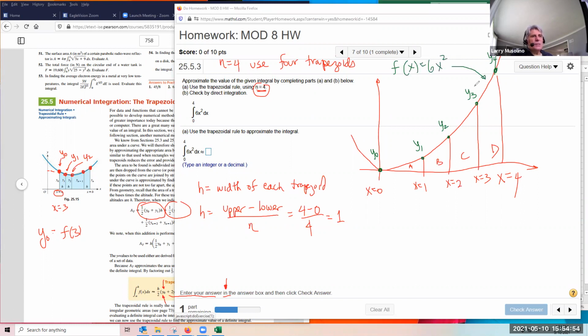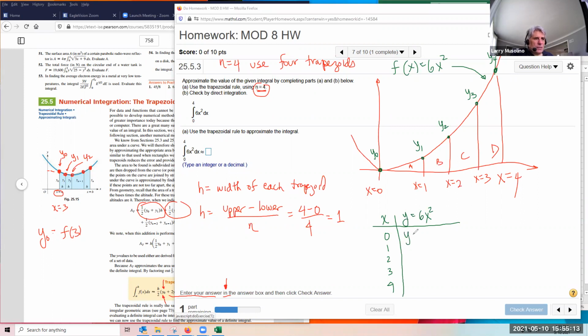Right, this curve is 6x squared. So let me figure out these y values. Let me write down the x values here: 0, 1, 2, 3, 4. Let me figure out the corresponding y value, which is 6x squared.